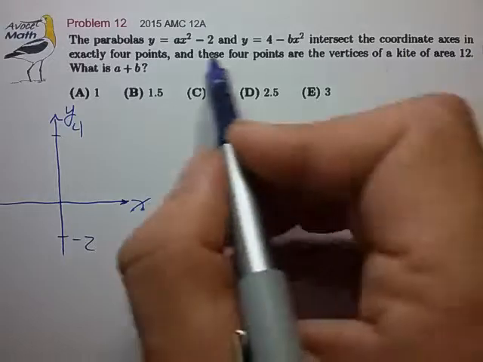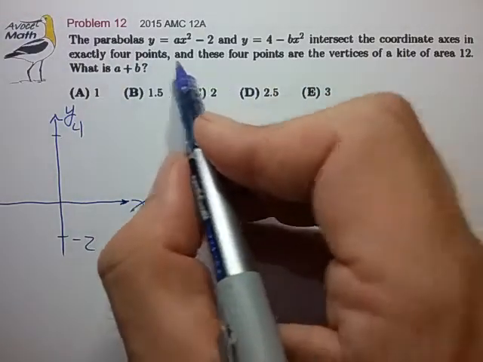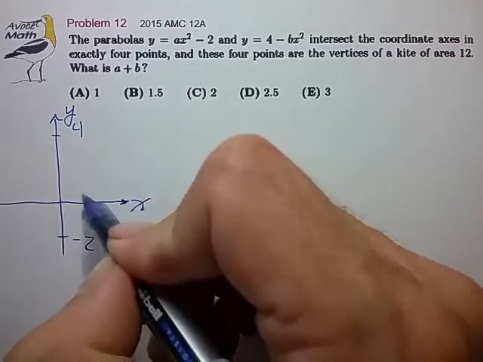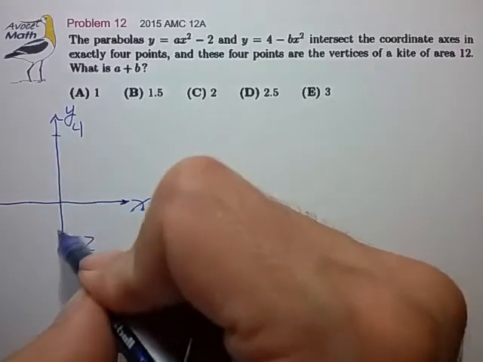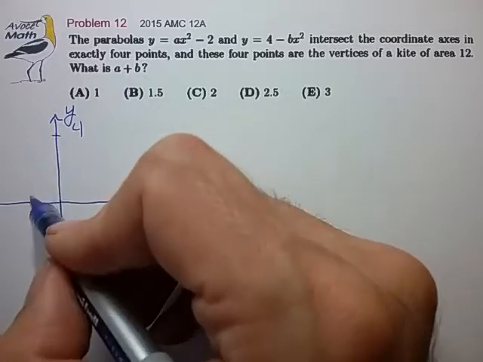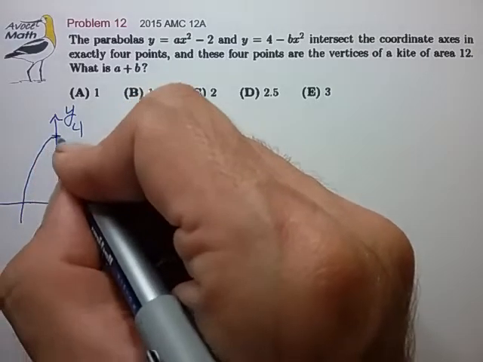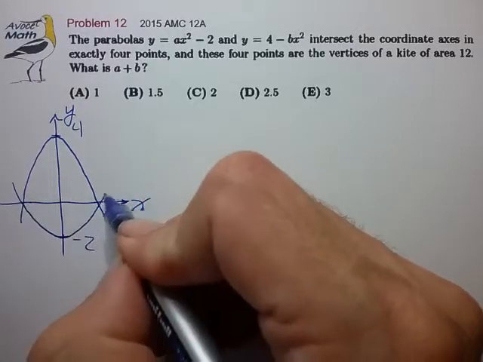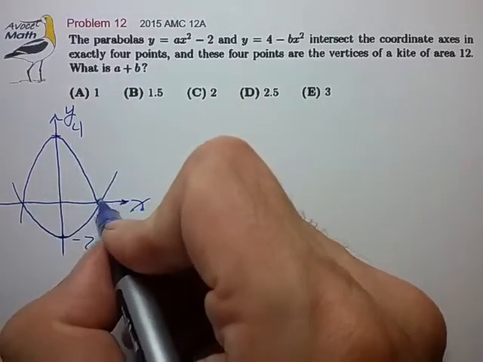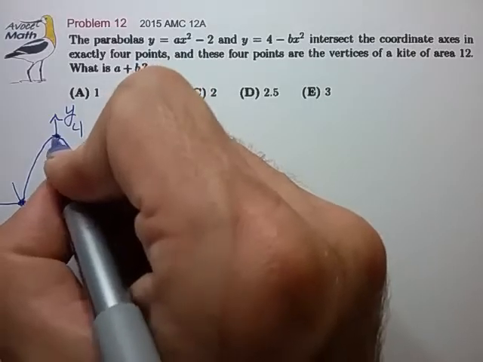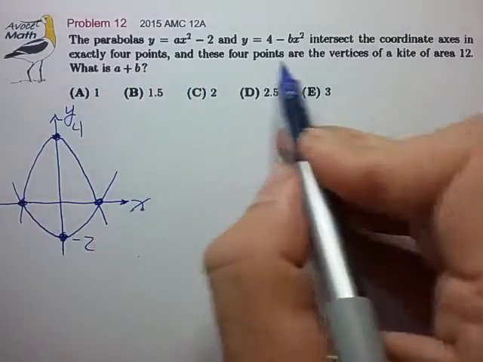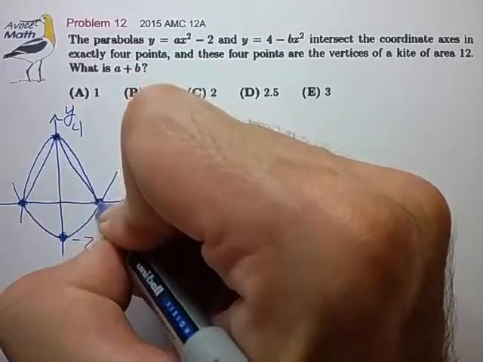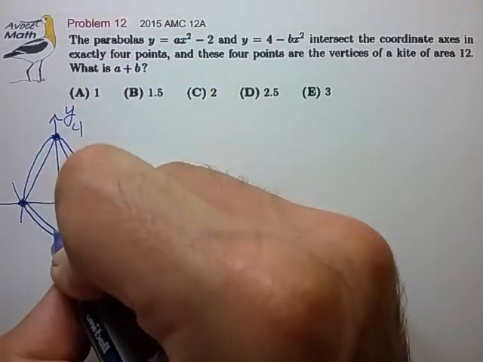But we see from the second part of this question that the parabolas together will intersect the axes and form a kite of 4 points. So it looks like the top parabola is going to bend down and the bottom parabola is going to bend up. Taken together, they're going to intersect the x and y axes at 4 points, and these 4 points form a quadrilateral that they're calling a kite.